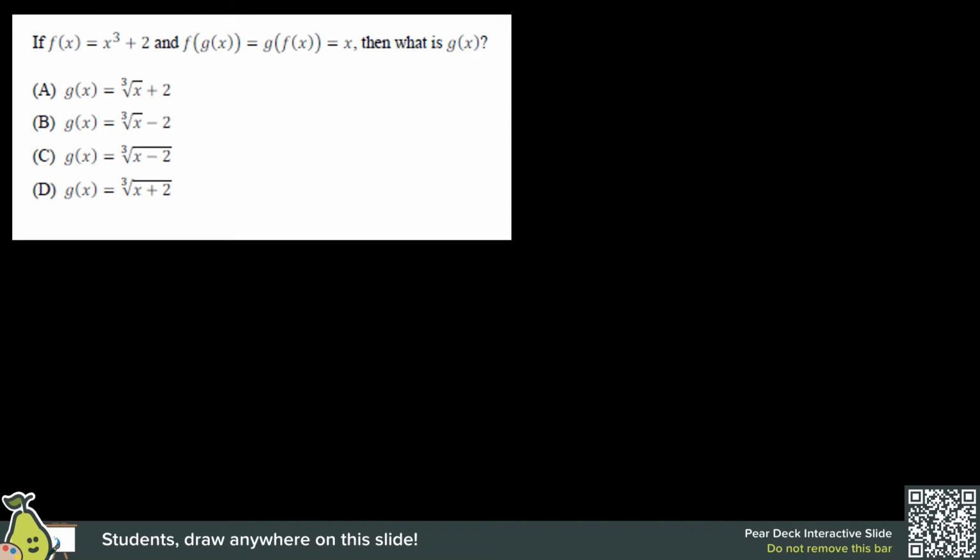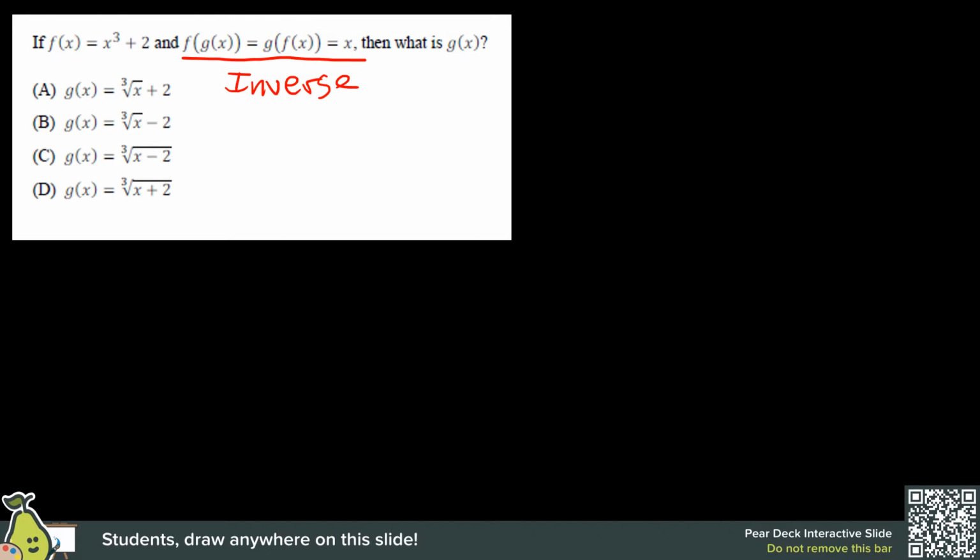Okay, so if f of x equals x cubed plus 2 and f of g of x equals g of f of x equals x, what is g of x? So this is a definition here, and all this means is inverse. As soon as you see one function composed into the other and it equals the opposite composition and they both equal x, well then those two functions are inverses of each other.